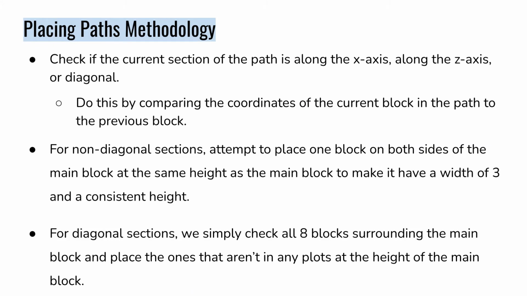In order to place our found paths in the world, the first step is to check if the current section of the path is along the x-axis, along the z-axis, or diagonal. We do this by comparing the coordinates of the current block in the path to the previous block. For non-diagonal sections, we attempt to place a block on both sides of the main block at the same height as the main block in order to make the path have a width of 3 and a consistent height. For diagonal sections, we check all 8 blocks surrounding the main block and place the ones that aren't in any plots.